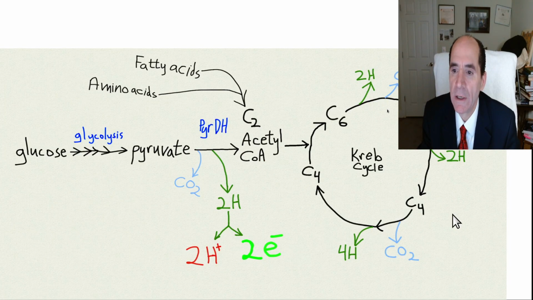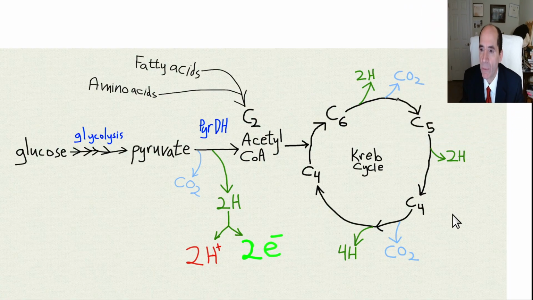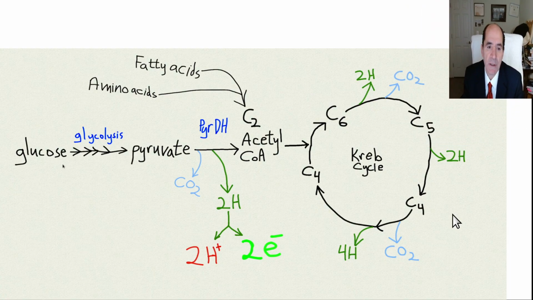Okay, so here is the Krebs cycle. The way it works is glucose comes into the cell, runs through glycolysis, and the end product is pyruvate. Pyruvate gets sent into the mitochondrial matrix. It becomes acetyl-CoA, then it runs through the Krebs cycle.